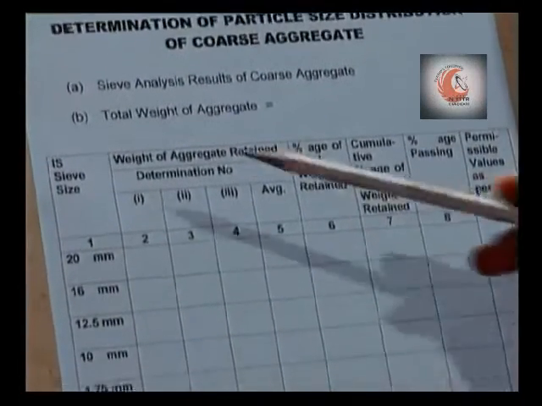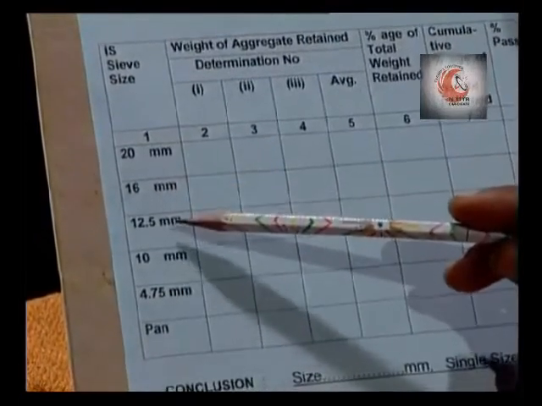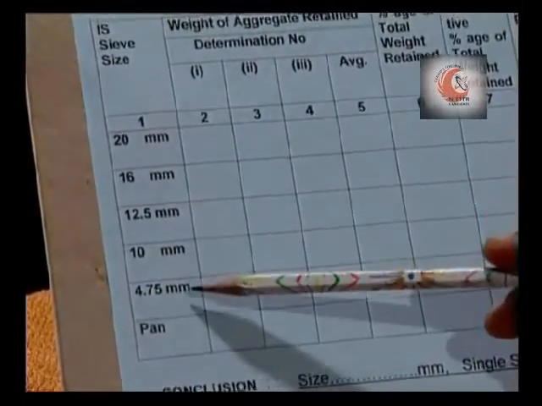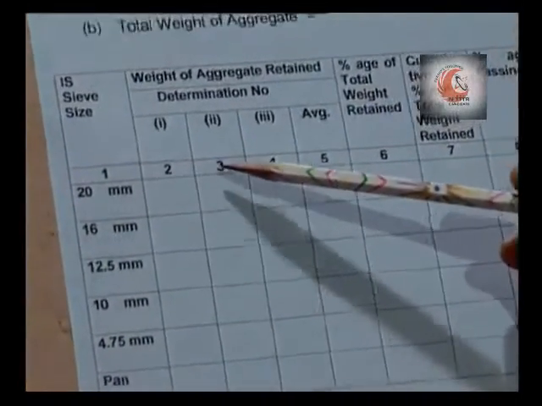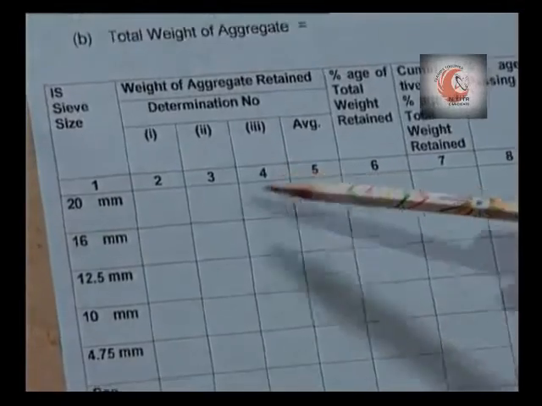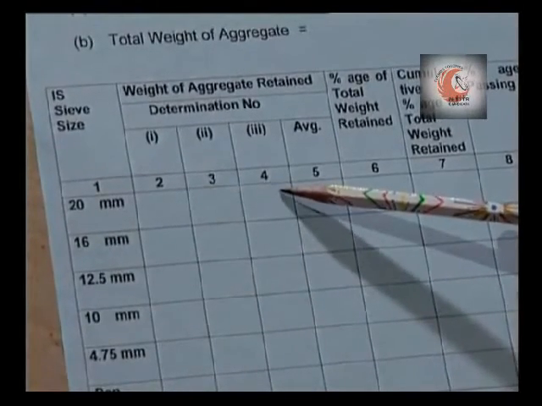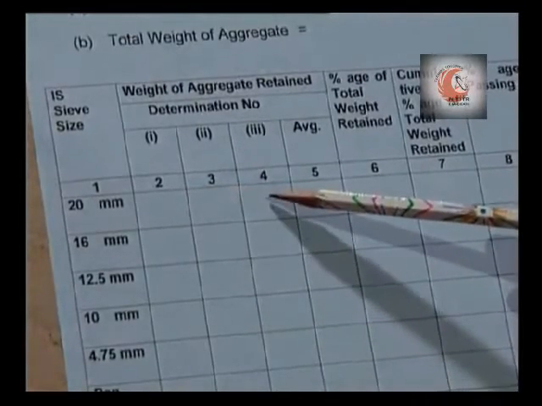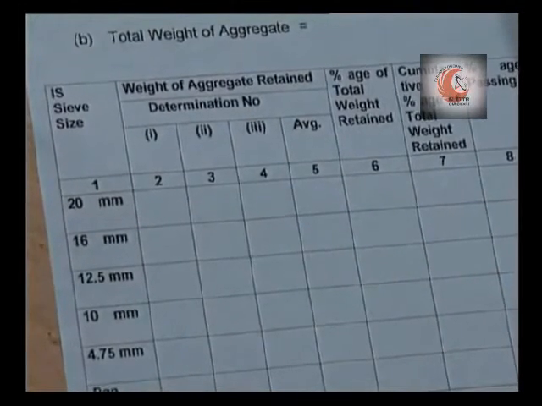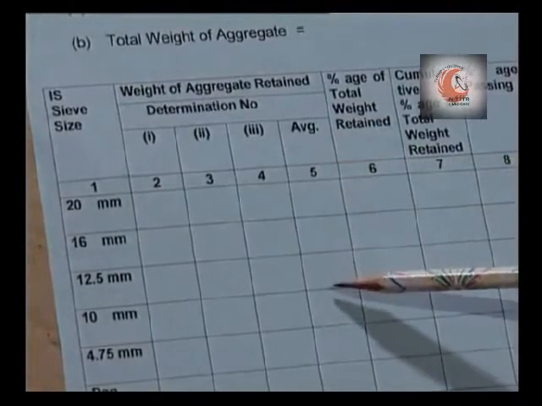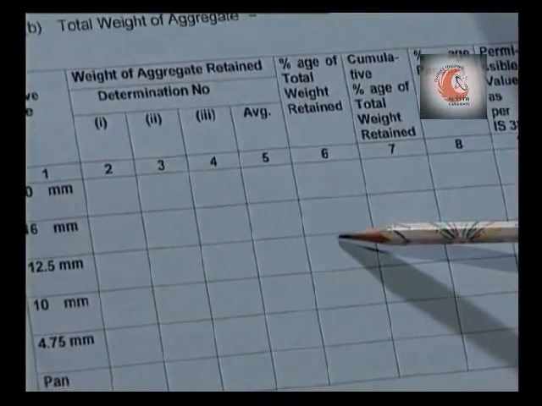This observation sheet has column 1 for sieves of sizes 20 mm, 16 mm, 12.5 mm, 10 mm, 4.75 mm with pan at the base. Column 2, 3 and 4 will be used to record the fraction of aggregate weight retained on different sieves for 3 different samples. An average of 3 determinations of fraction of weight retained shall be recorded in column 5. From the value recorded in column 5, percentage of total weight retained will be calculated and placed in column 6 for individual sieves.